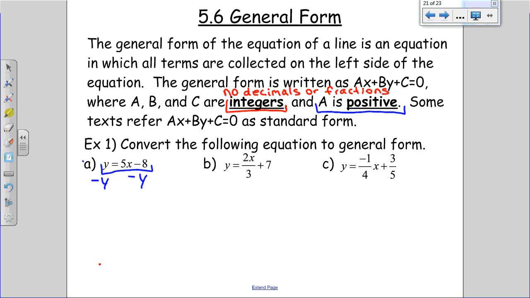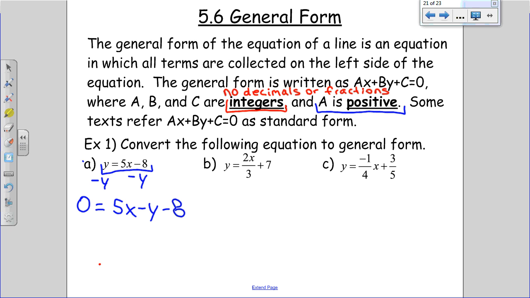Y minus y would give me 0. On the other side of the equal sign, I like to keep the x's and the y's in the same order as the formula. So I would have 5x. I would now have a negative y. And I would now have a negative b. The order you could change, and it'd still be the same thing. It's just preferred to have the y in that order. I just like it that way because it follows the formula.